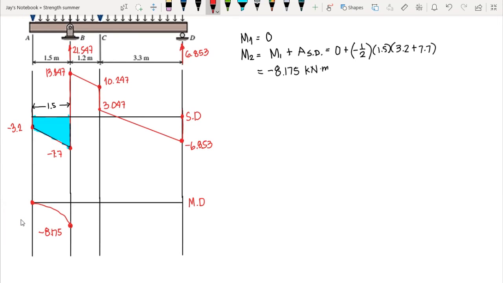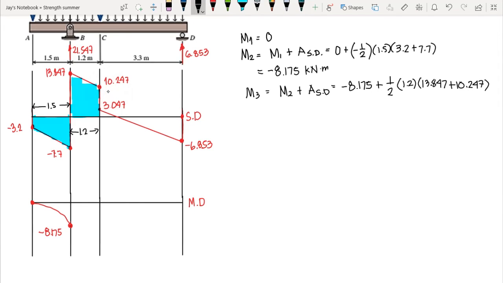And then let's locate the moment at C at this point. By computing this area first, our moment 3 at point C is equal to moment 2 plus the area of our shear diagram. Our moment 2 is negative 8.175, and since we have positive shear, we add. This is a trapezoid, that is 1/2 times the length, that is 1.2, times the height, that is 13.847, plus the height of the other end, that is 10.247. So we have our moment 3 equal to 6.2814 kilonewton meter.